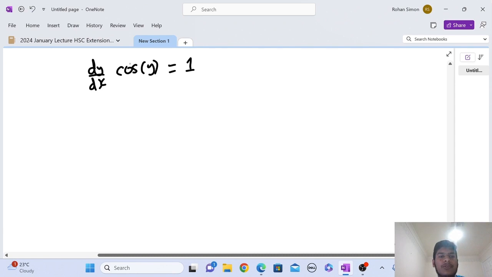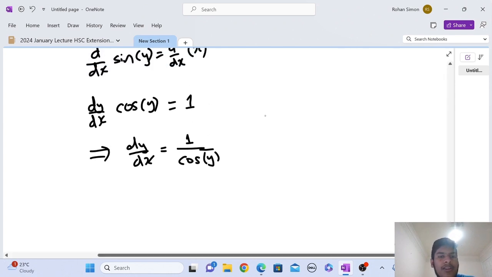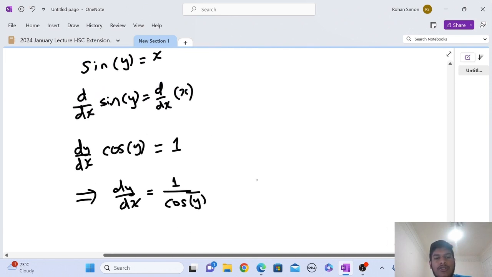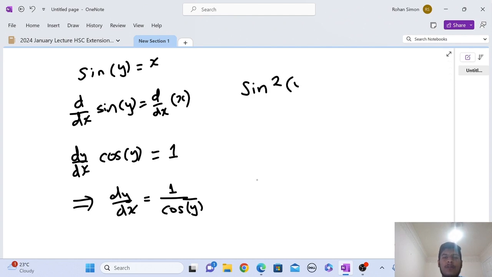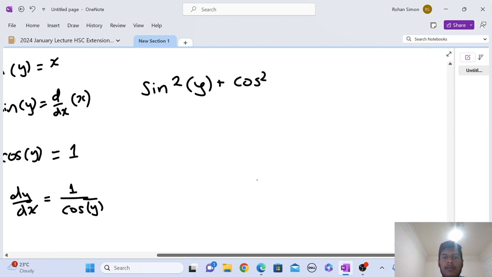So dy/dx cos y equals 1, and if we rearrange this, we get dy/dx equals 1 over cos y. Right? And interestingly enough, we can express this cos y in terms of x, and we want to express it in terms of x. To do that, we're going to use the Pythagorean identity. If you think back to your trig identities, the most commonly used one that you would have seen is sine squared y plus cos squared y equals 1, called the Pythagorean identity.